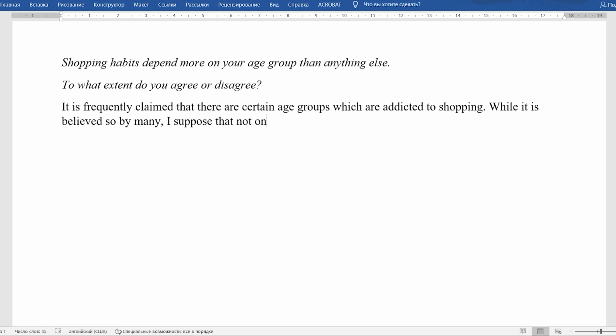I suppose that not only age, but also other factors. For example, we have different factors. So here I found a hidden argument, because in our essay we shouldn't write only about shopping habits and only about age group. We can find other factors as well. So it is called a hidden argument, but also other factors can matter. So actually this is my introduction, so here I don't need anything, so that's perfect.